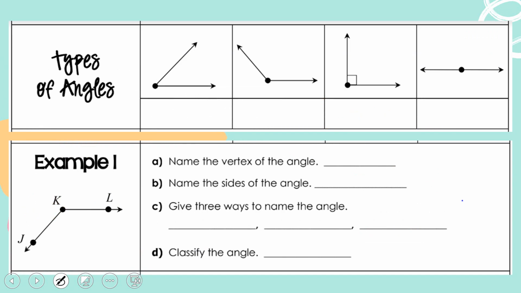So there are types of angles. You guys remember this from when you were little, right? You have an acute angle. It's so cute. It's less than 90 degrees. I hope you can read that. And then you have an obtuse angle, which is greater than 90.